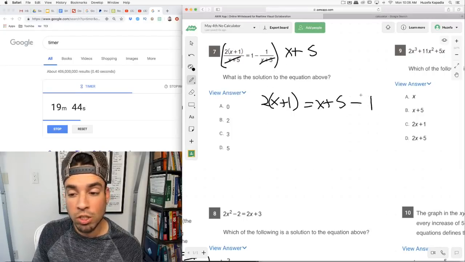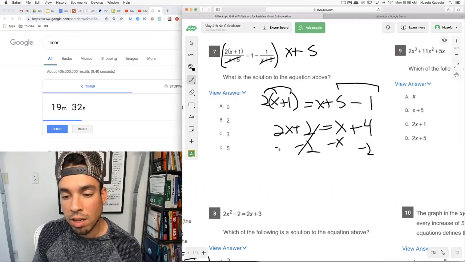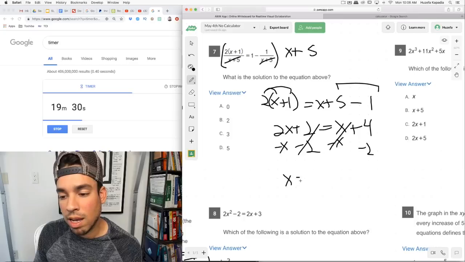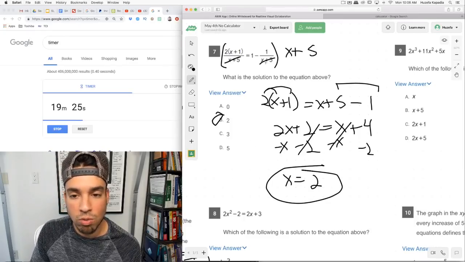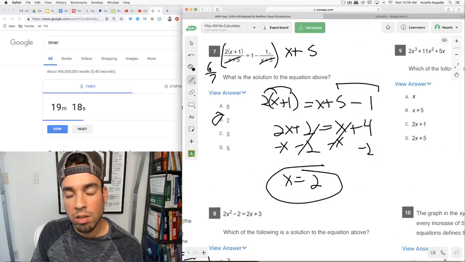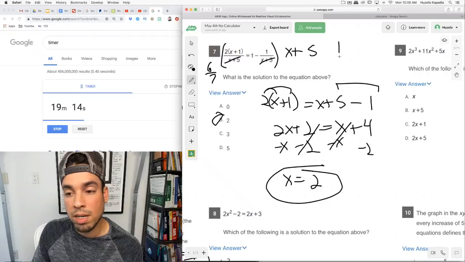So now I got a really much easier equation. Let's distribute, and I get 2x plus 2 equals x, and let's combine that x. 5 minus 1 is 4, x plus 4. Subtract 2 from both sides, and subtract x simultaneously from both sides. And I get x equals 4 minus 2, which is 2, so x is 2. And then if you want to be careful, plug it back in and make sure it's right. 2 plus 1 is 3, times 2 is 6. It's 6 over 7 on the left side equals, that's 1 over 7. And then 1 minus 1/7 is again 6/7, so it works.